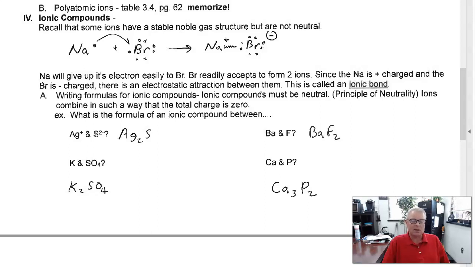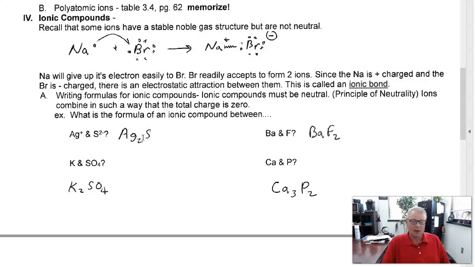Okay. So basically what it comes down to is what's the smallest number of little silvers and sulfurs I can put together and get something that adds up to 0. Well, I can take 2 silvers, which adds up to +2. I can take 1 sulfide that adds up to -2. What's +2 and -2? 0. So the formula for silver sulfide is Ag2S.